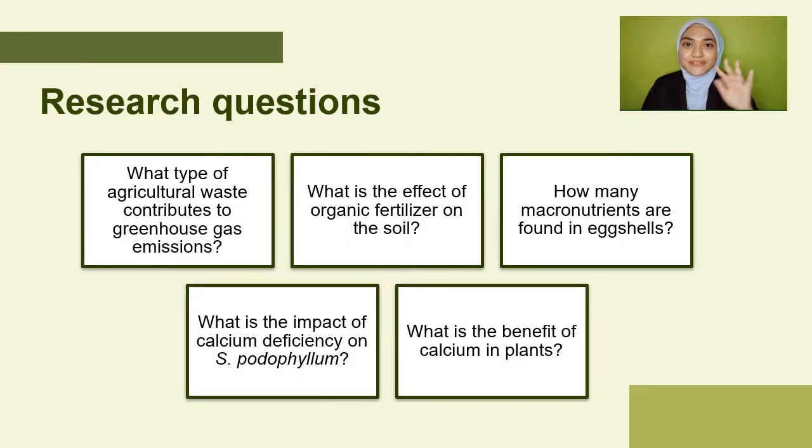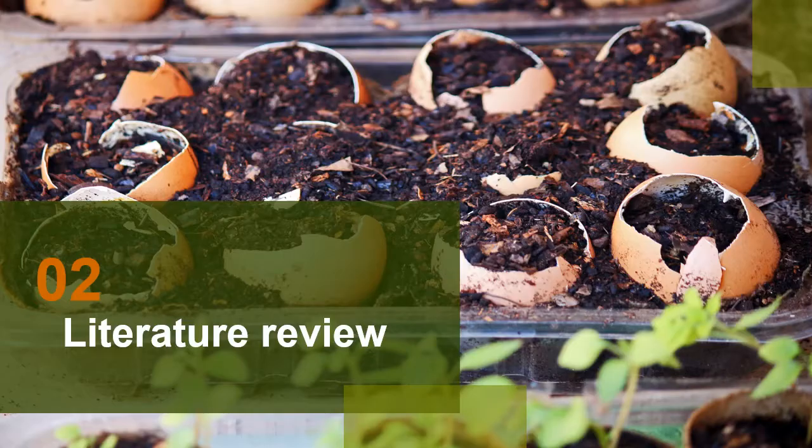There are 5 research questions of this study. First, what type of agricultural waste contributes to greenhouse gas emissions? Second, what is the effect of organic fertilizer on the soil? Third, how many micronutrients are found in the eggshell? Fourth, what is the impact of calcium deficiency on Syngonium Podophyllum? Lastly, what is the benefit of calcium in plants?